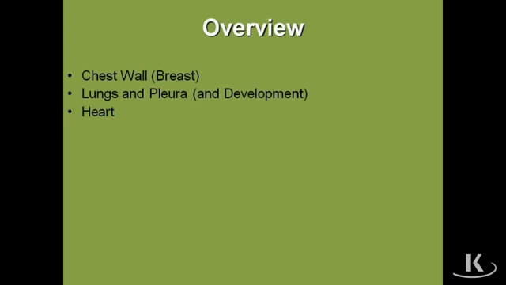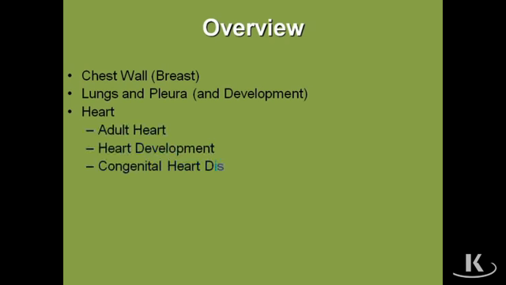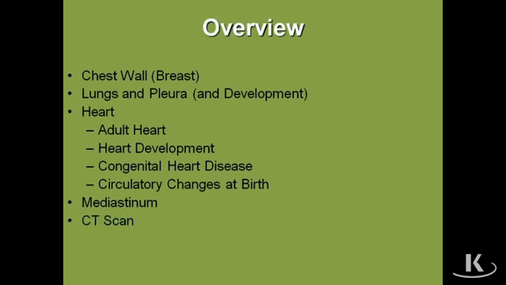And then we'll turn our attention to the heart and talk about the adult heart, the embryonic development of the heart, and of course the abnormalities in development that lead to congenital heart disease. And we'll talk about the changes in circulation comparing prenatal with postnatal circulation. We'll then cover the remainder of the thoracic contents in the mediastinum, and then we will review all of the thorax using CT scans as our method of review.